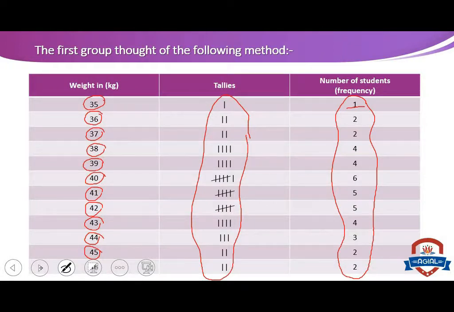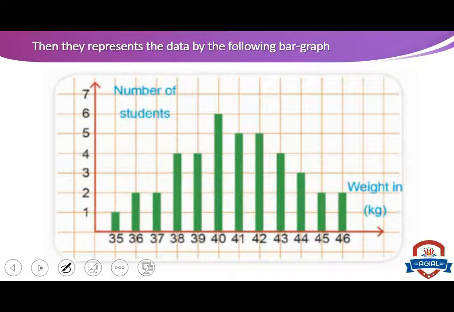And they represent the data by the following bar graph. We have just one student with weight 35, and two students with 36 kilograms. At 37 we also have two students, at 38 kilograms we have four students, and 39 also four. At 40 we have six students, and at 41 we have five students. At 42 we also have 5 students, at 43 we have 4 students, and at 44 we have 3 students.